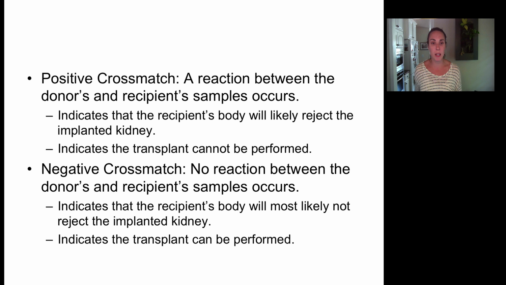So basically, if you get an immune response, if you get a reaction between the HLA and the serum, then we can't do a transplant. A negative crossmatch is no reaction between the donor and recipient samples, and this indicates the body will most likely not reject it, and then you can do the transplant.